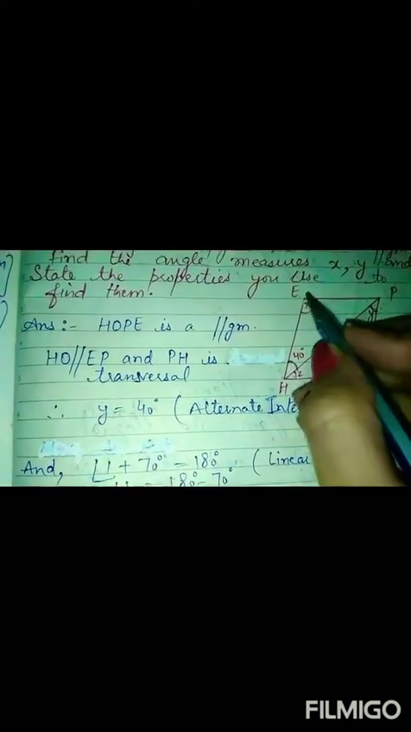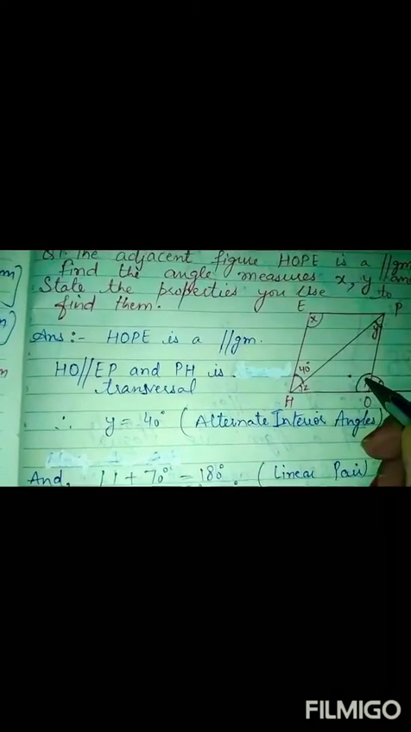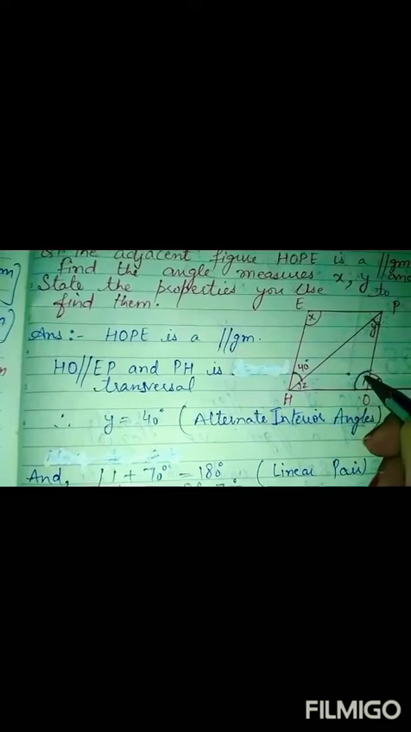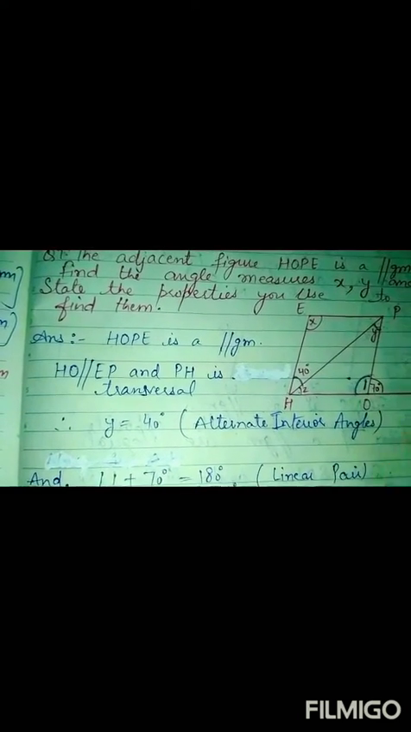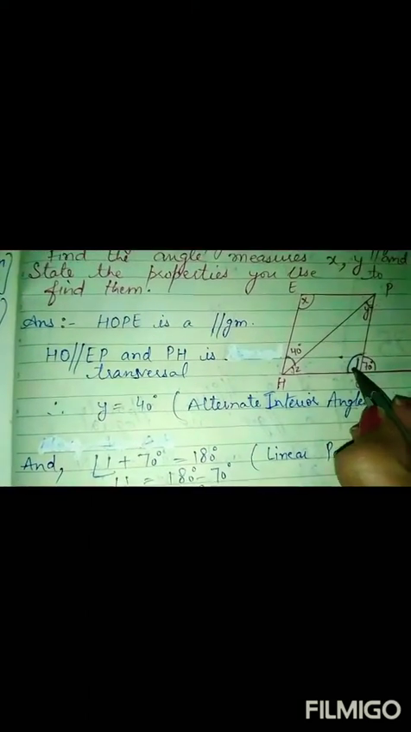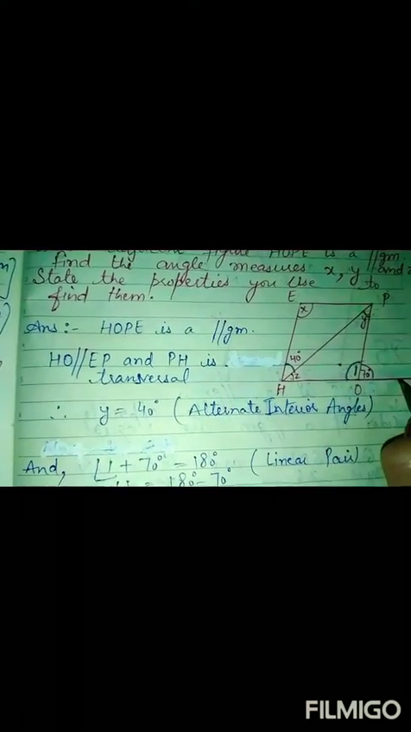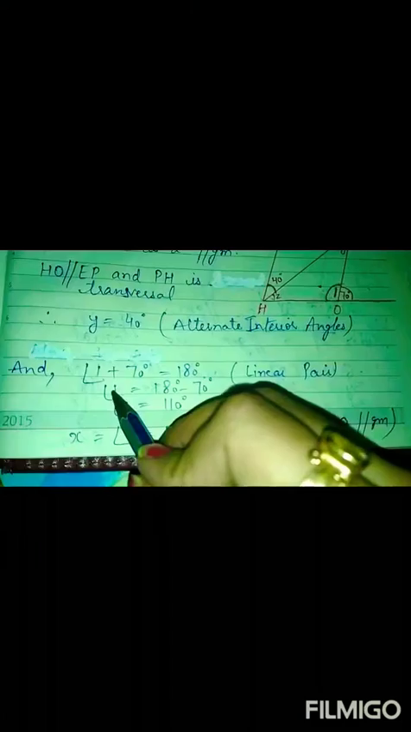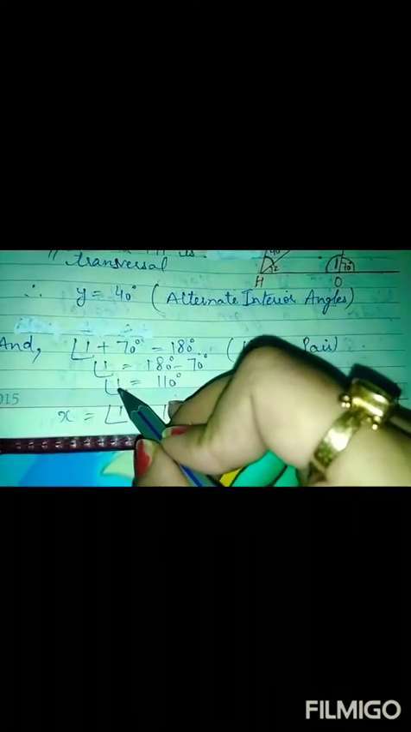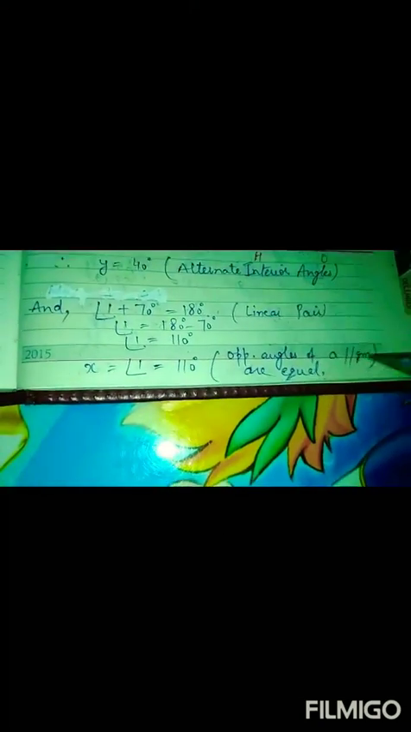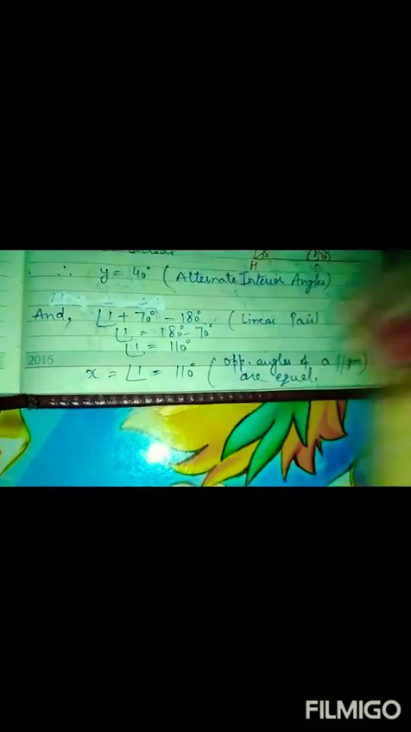Now to find the value of X, we have to firstly find the value of this angle. I will give it name as angle 1. Then angle 1 and 70 degree makes a linear pair. So angle 1 plus 70 degree is equal to 180 degree. Then angle 1 equal to 180 degree minus 70 degree. Then what will be the value of angle 1? Equal to 110 degree. Now X is equal to angle 1 because HOPE is a parallelogram and opposite angles of a parallelogram are equal. So angle X equal to angle 1 equal to 110 degree.